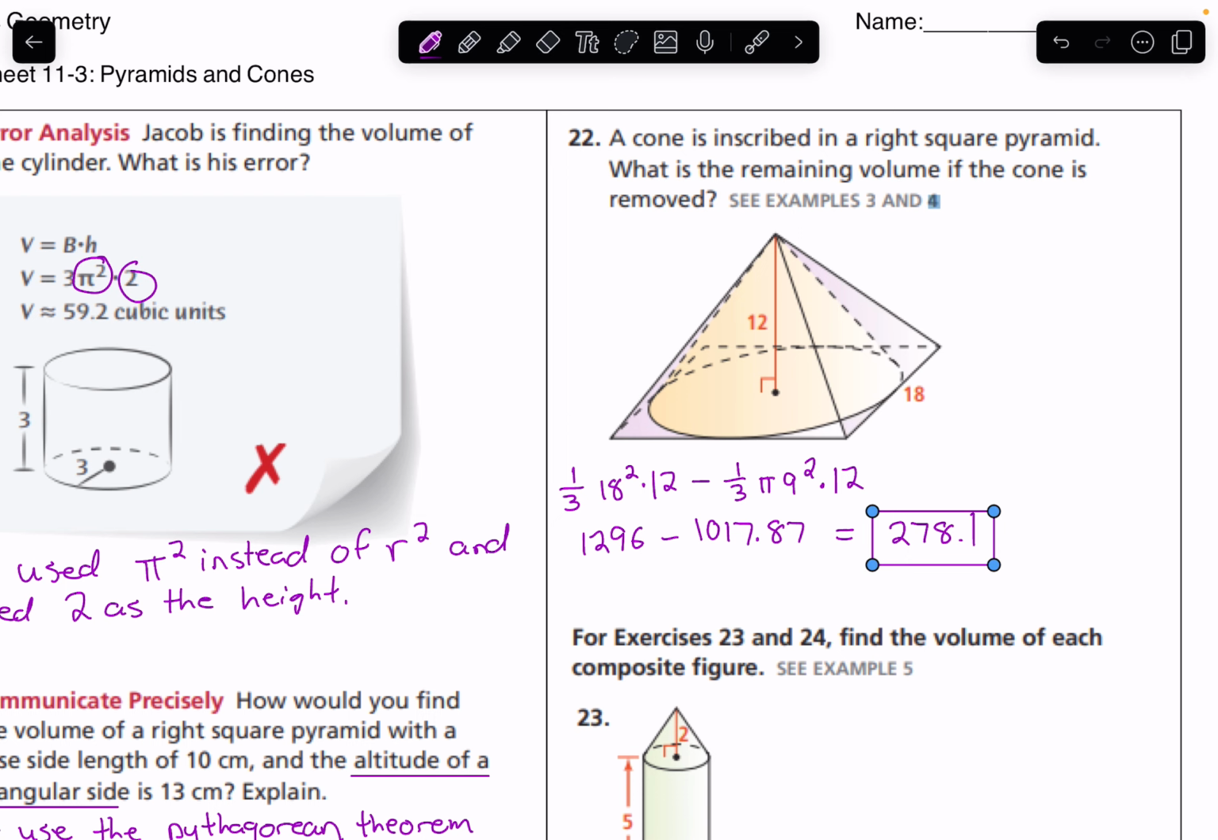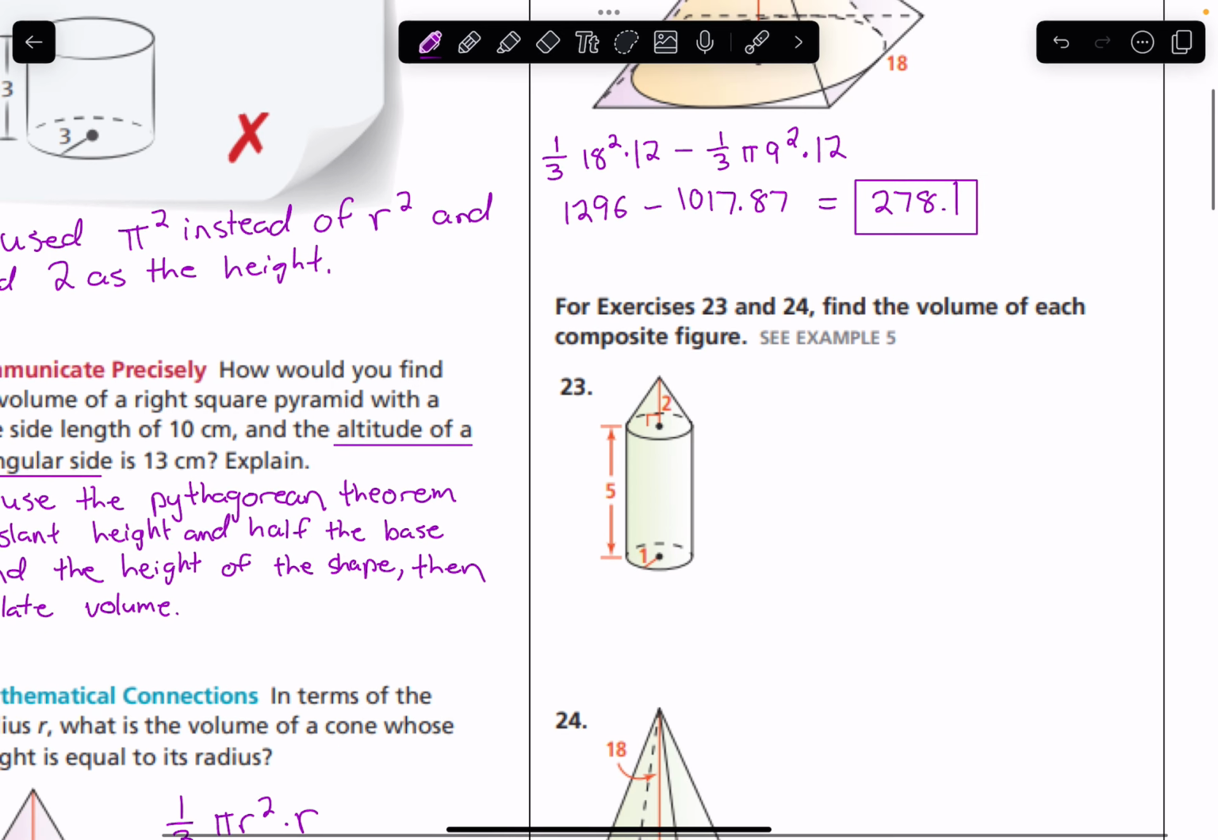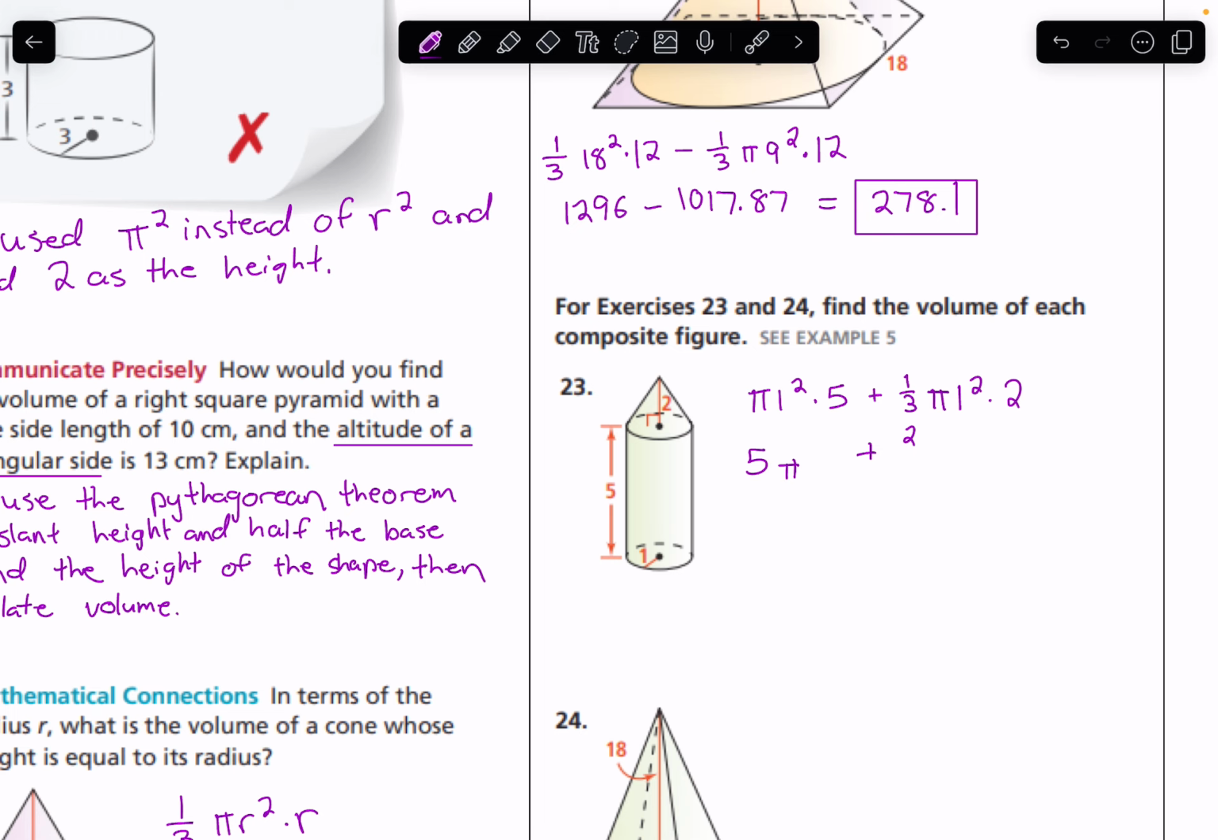There we go. Number 23, find the volume of this composite figure. We've got two pieces. We've got a cylinder and a cone on top. So the volume of the cylinder will be pi r squared, pi times 1 squared, times the height of 5, plus the volume of the cone, which is 1/3 the area of the base, pi times the radius of 1 squared, times the height of 2. So that'll give us 5 pi plus 2/3 pi. And then if we put that in a decimal approximation, that'll be 17.8 units, or of course 5 2/3 pi units cubed.